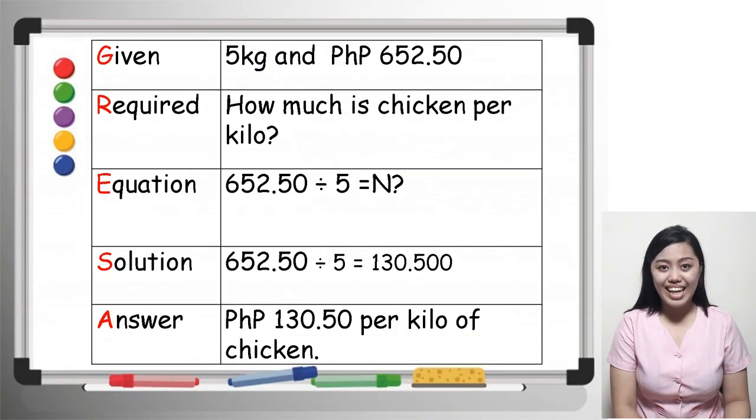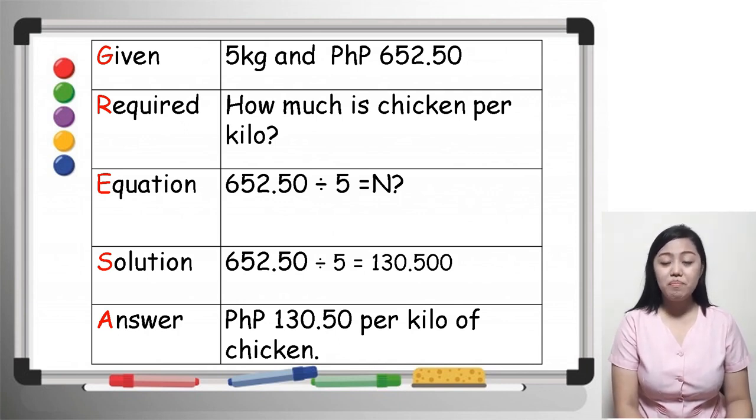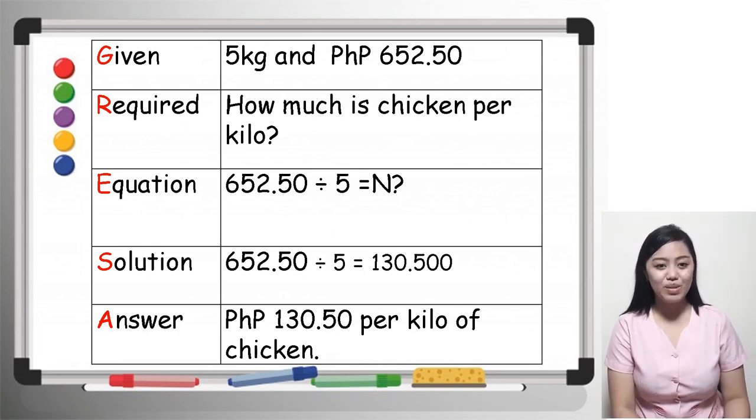So, we will use again the GRESA. Now, we have the solution. 652 and 50 hundredths divided by 5 equals 130 and 5 tenths. So, meaning to say, our answer is 130 pesos and 50 centavos per kilo of chicken.